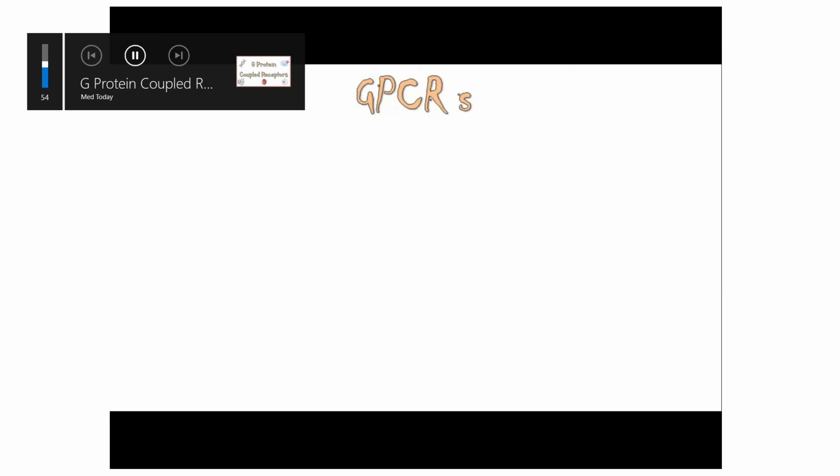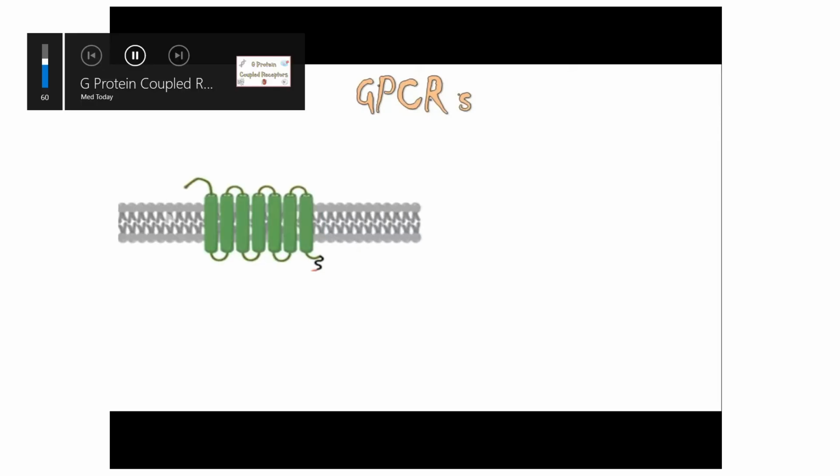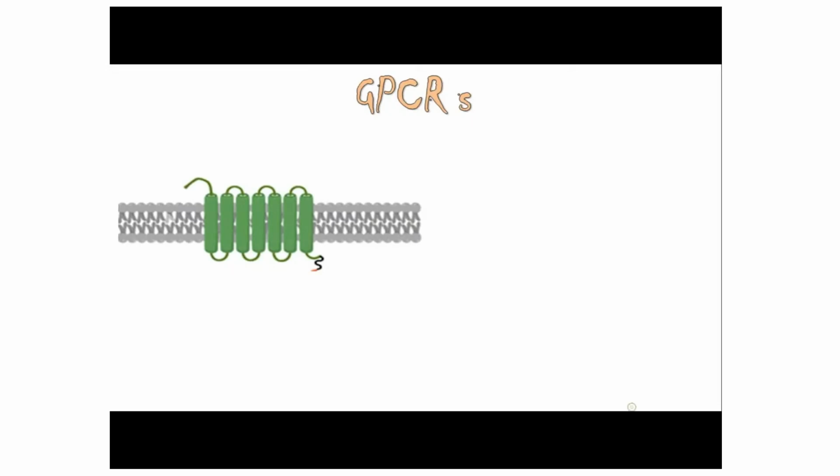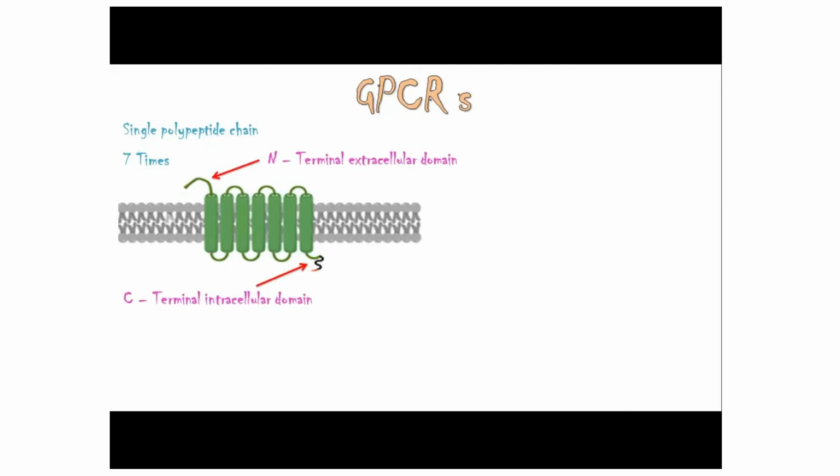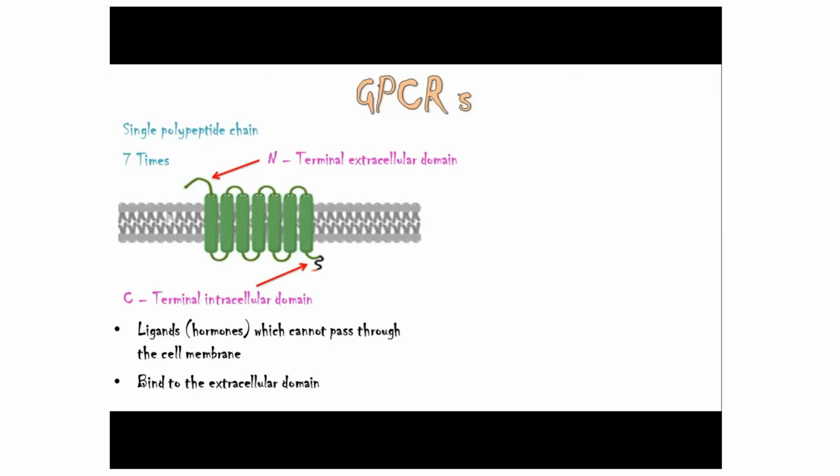Hello. Today in this video, I'm going to discuss G protein coupled receptors, their structure, their function and impact. G protein coupled receptors, or GPCRs, are transmembrane proteins made up of a single polypeptide chain and span seven times through the plasma membrane. Each receptor has an N-terminal extracellular domain and a C-terminal intracellular domain. Ligands such as peptide hormones, which cannot pass through the cell membrane, bind to the extracellular domain and trigger intracellular signaling cascades, which mediate the functions of that particular ligand.